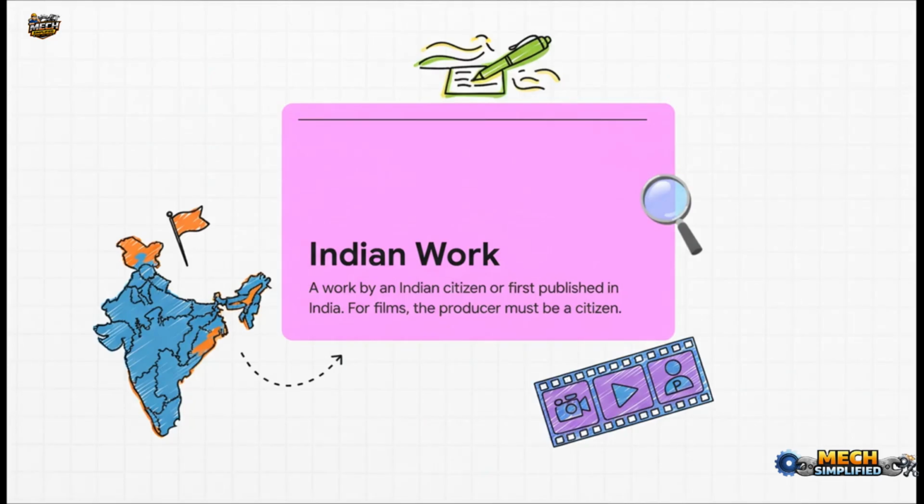Now, what about geography? What exactly makes something an Indian work? The law here is super precise. It's either a work created by a citizen of India, or it's a work that was first published in India. That whole first publication thing is a really critical detail. And for movies, there's an extra rule. The producer has to be an Indian citizen. Now, this might sound like a minor technical detail, but it's absolutely crucial for figuring out which country's laws are going to apply to a creative work.